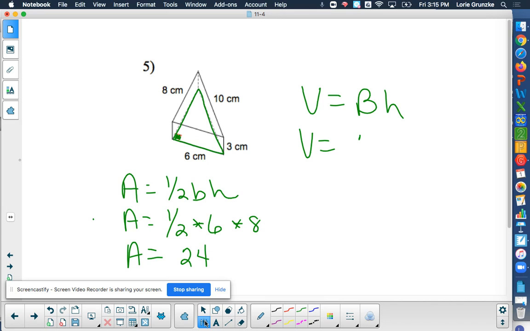So over here, then you put the 24 in for your capital B, and then your height. I hope you know that's the 3. That's the distance between the two triangles. And you'll get the answer. And then when you get done with that, you're going to do the next one on your own.